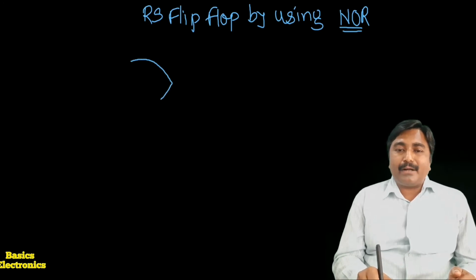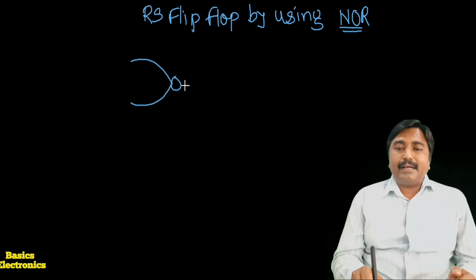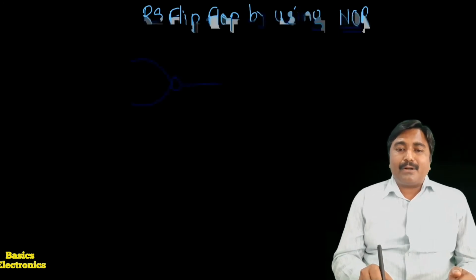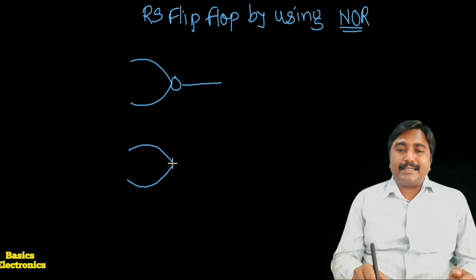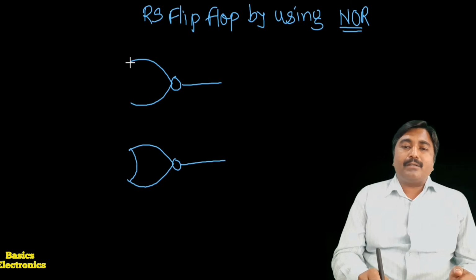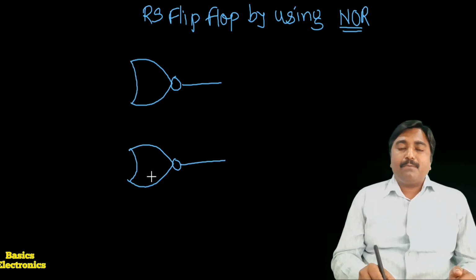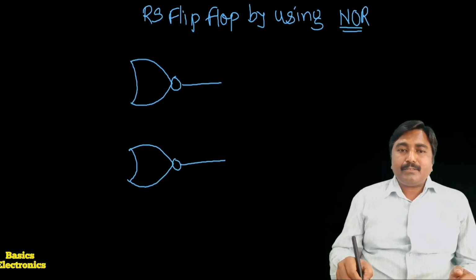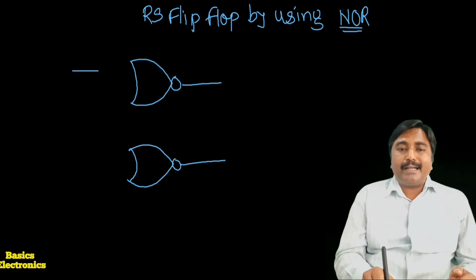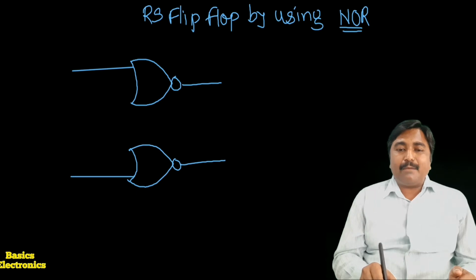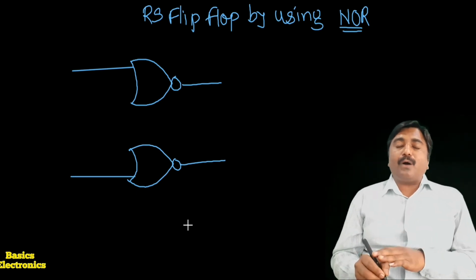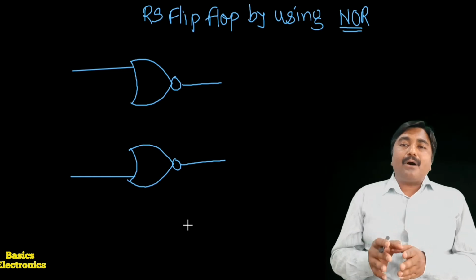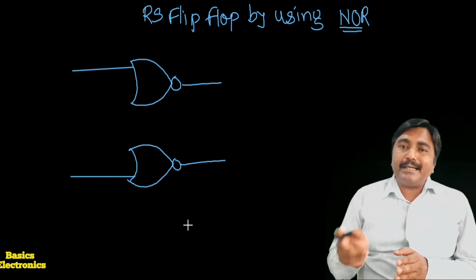Here is the first NOR gate, having the output, and the second NOR gate is here. That second NOR gate also has an output. That output we consider as Q or Q bar, depending on where we apply the inputs. One input of this NOR gate is taken from the outside, and one input is applied from the feedback, meaning the output of one NOR gate is applied as an input to the second gate.